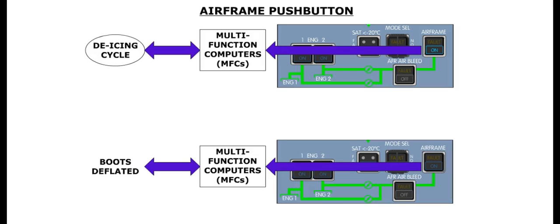The airframe push button controls the inflation of the A and B boots via the wing and horizontal stabilizer dual distribution valves. Pressing the push button in will signal the MFC to initiate a de-icing cycle, and the on caption illuminates blue. The boots are deflated when the airframe push button is released out. This is the normal position of this push button.